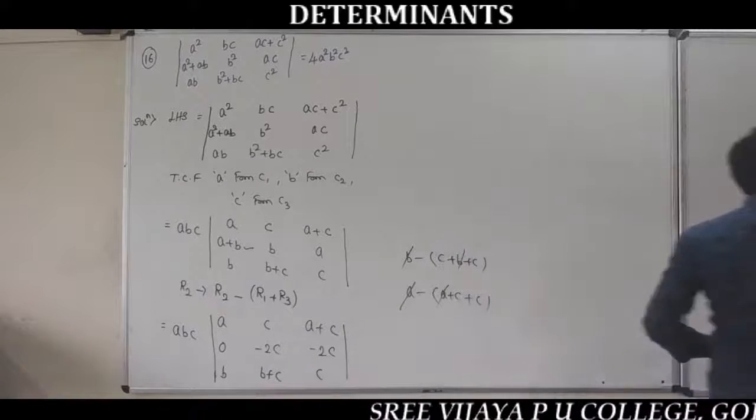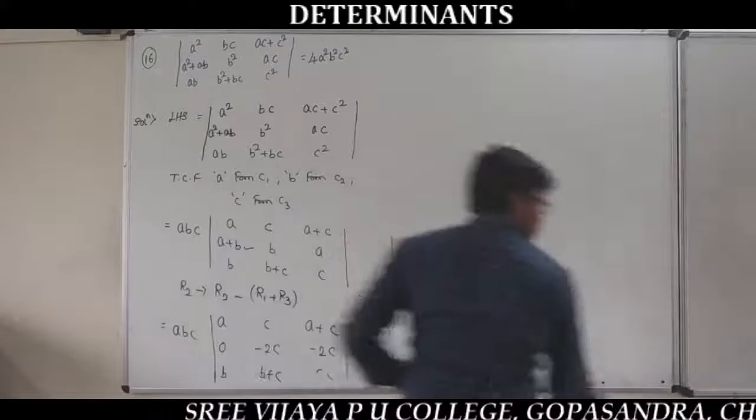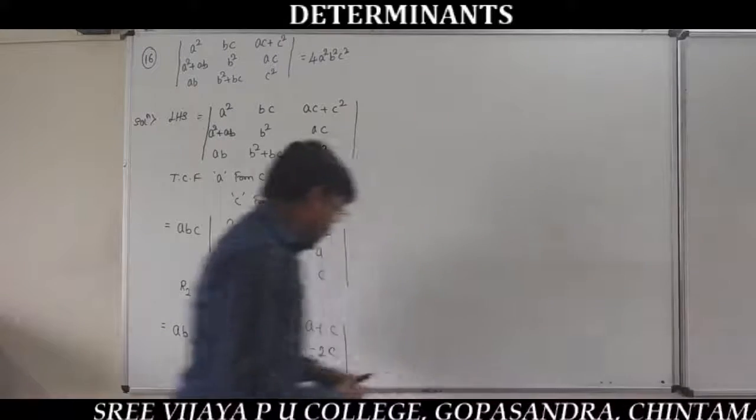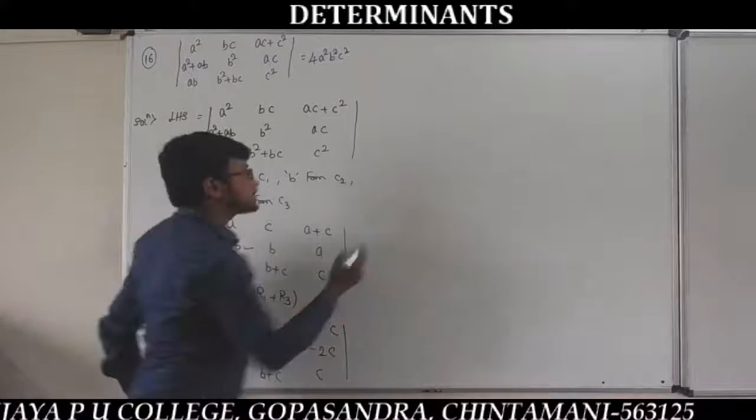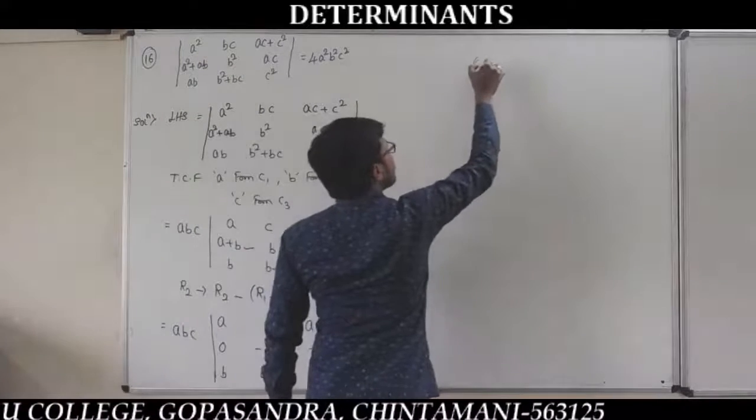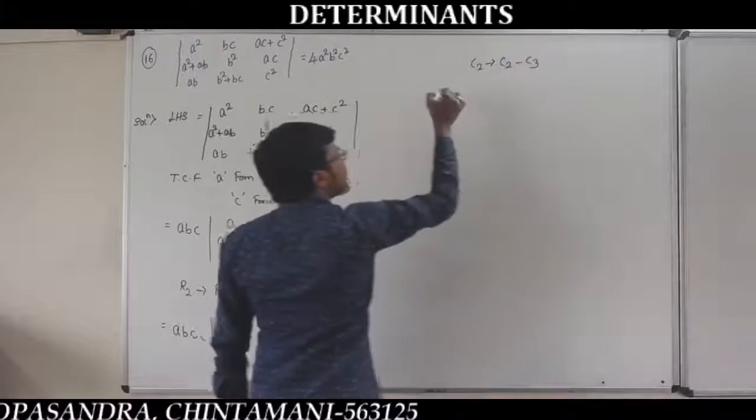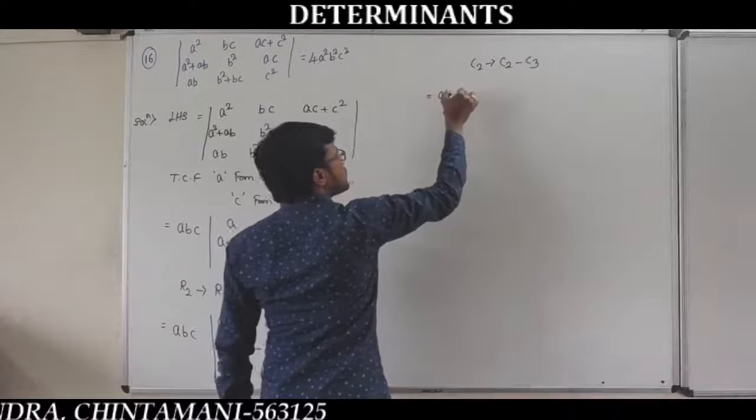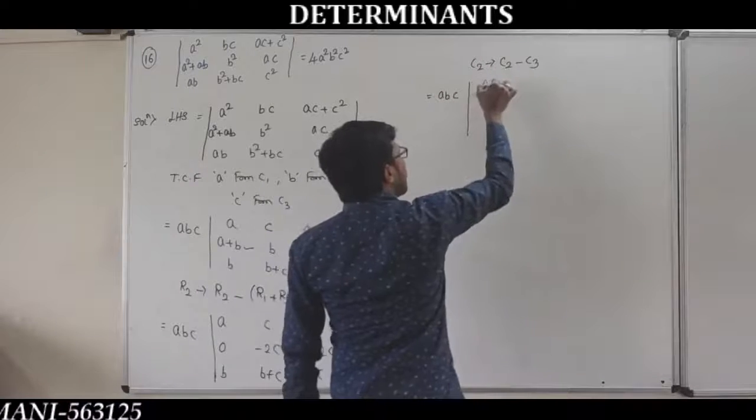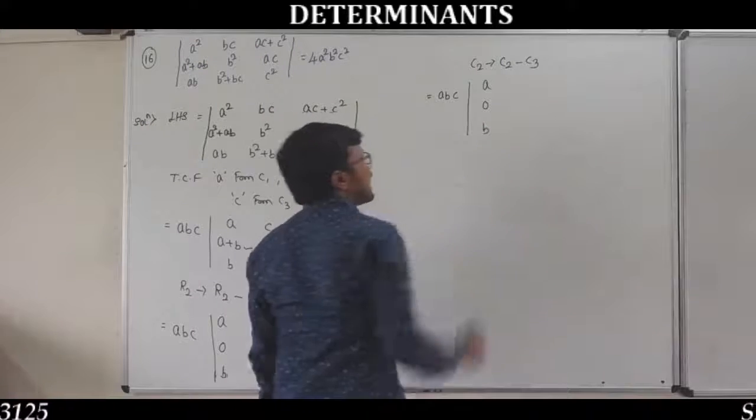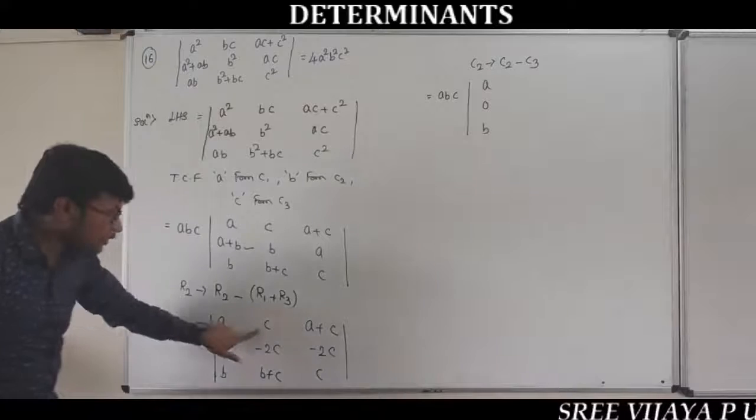So to make it as one more 0, what we can do now? So we can do here. If you subtract this minus this, we will get one more 0, right? So make that as C2 can be changed as C2 minus C3. Okay. Apply the elementary operation as C2 changes to C2 minus C3. What is the ABC? ABC into column 1 A0B as it is. What is column 2? Column 2 can be changed as column 2 minus column 3.